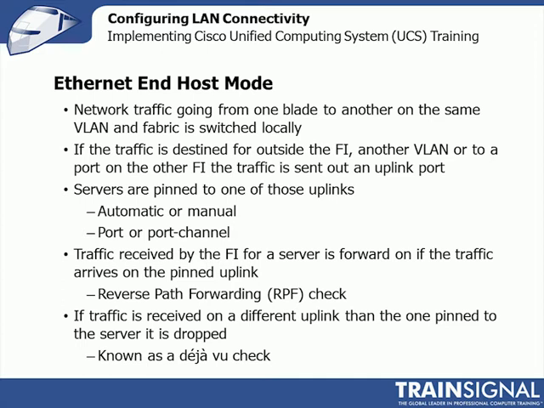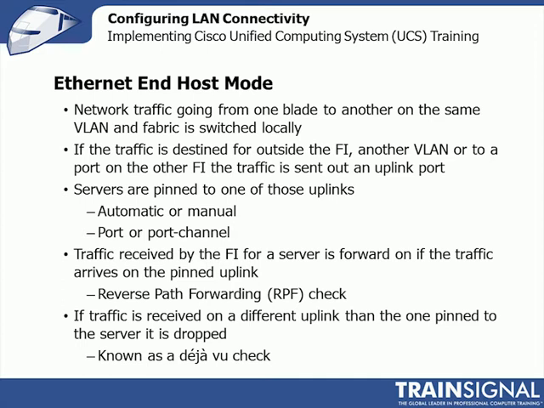Traffic received by an interconnect for a server is forwarded on if the traffic arrives on the pinned uplink. What I mean by this is, let's say I've got 8 links from an interconnect up to the network. Server 1 is pinned to, let's say, uplink number 4. If a frame destined for server 1 comes in on uplink 4, it is sent down to the server. If a frame comes in destined for server 1 on uplink 6, it is dropped because there's a problem. It's called a reverse path forwarding check. It means somewhere upstream there's an issue, because the upstream physical switch I'm connecting to from the interconnect should only see my server's MAC addresses through the pinned uplink.